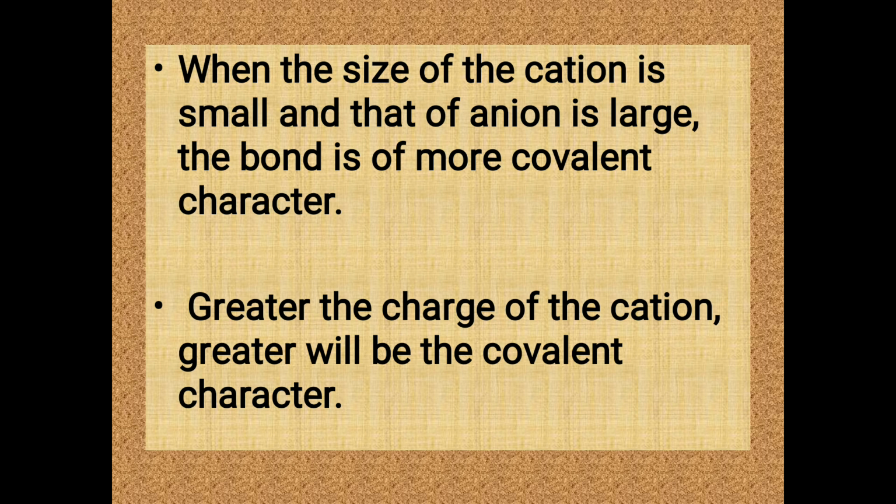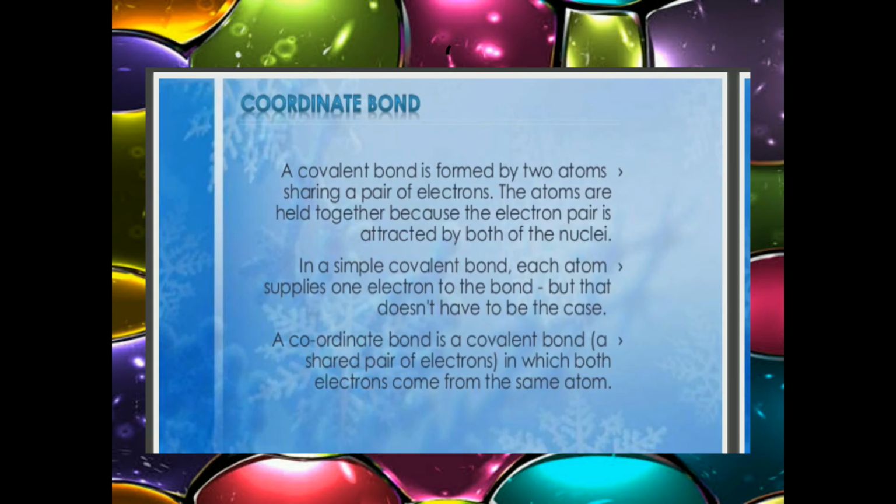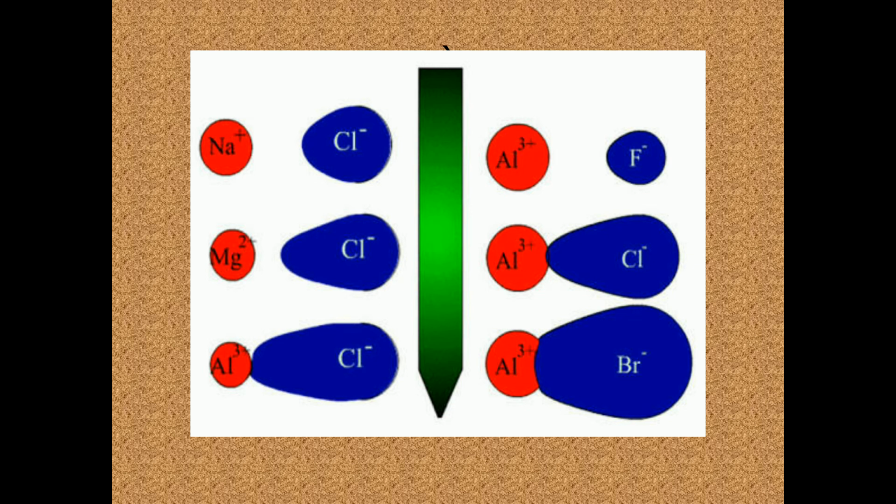So this is the explanation for this picture. So we saw three conditions. Size of the cation is small, size of the anion is large. You see aluminum chloride, third picture. Size of the cation is small, size of the anion is large, and the charge of the cation is greater. So that compound has more covalent character. So here aluminum chloride is a compound where covalent character is highly present compared to sodium and magnesium chloride.